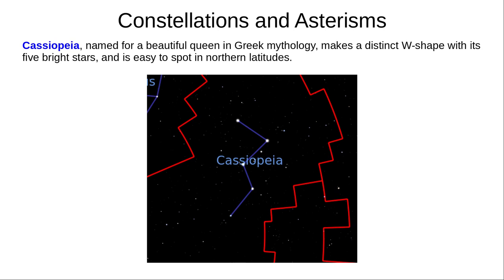Cassiopeia is named for a beautiful queen in Greek mythology. Her 5 bright stars make a distinct W shape, which is easy to spot in northern latitudes.